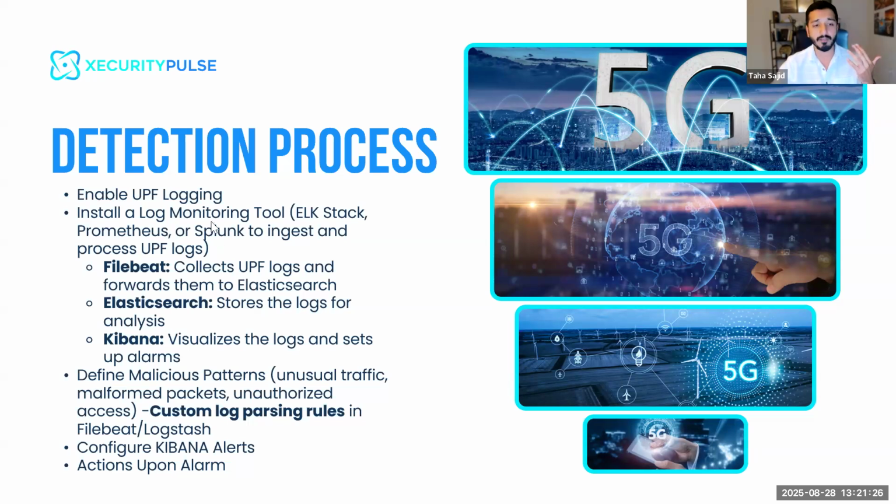For example, the best way is to enable logging. This is your security 101. Second, you have to install some sort of monitoring tool. You can use either ELK Stack, Prometheus, or Splunk to ingest the logs you are getting from those network functions. Then those logs can be filtered and normalized, and you need a visualization view of which are the abnormal logs and which are the normal logs, and from there you have to detect the malicious patterns. Maybe you can use a log parser, you can include your own rules.